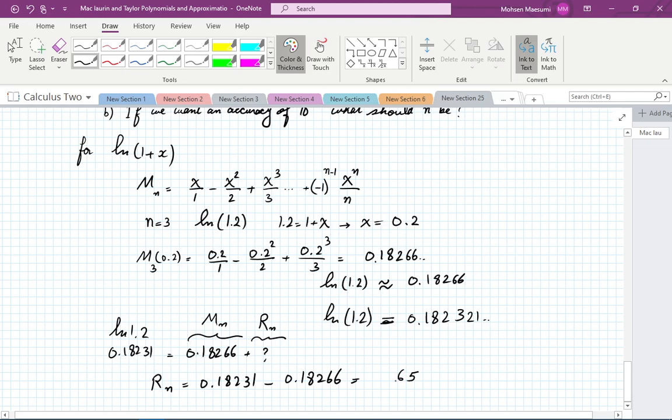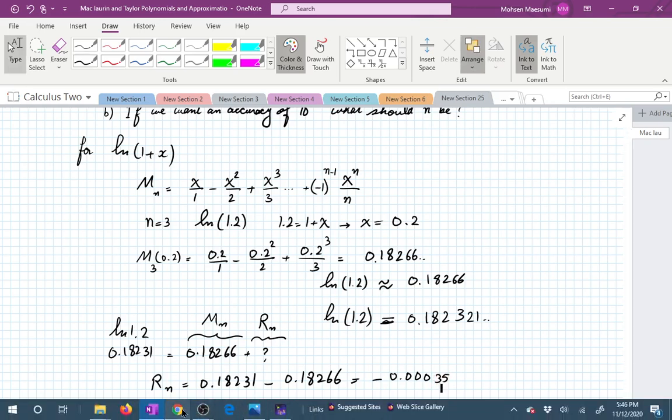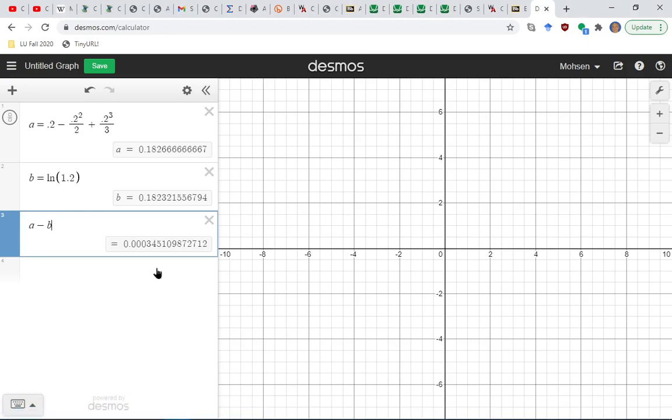Did I write it correctly? Is that what we had on that page? Let's see. Yes, I subtracted the other way. So if I write logarithm of 1.2 minus the polynomial, I get this quantity, which is an indication of the remainder, or the error we are making.